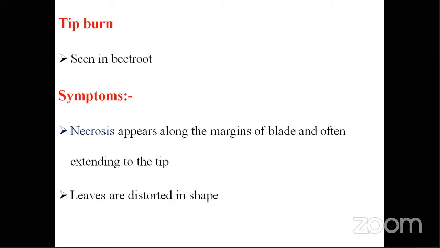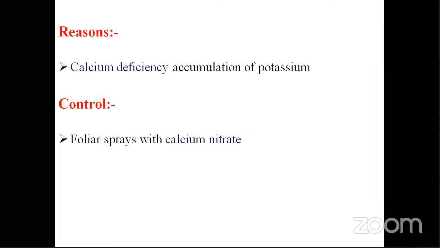And tip burning. Next, tip burning, which is also mostly seen in beetroot, because beetroot is a cold season crop, so even under normal conditions it can experience tip burning. Necrosis appears at the margins of the leaves, and the leaves become distorted. If the leaves are distorted, root development will be very slow because of less photosynthetic accumulation. Calcium deficiency and accumulation of potassium are the main reason. The remedy is a foliar spray of calcium nitrate.